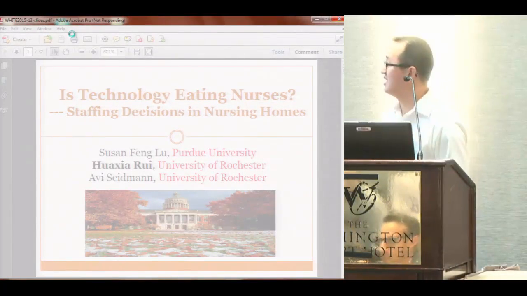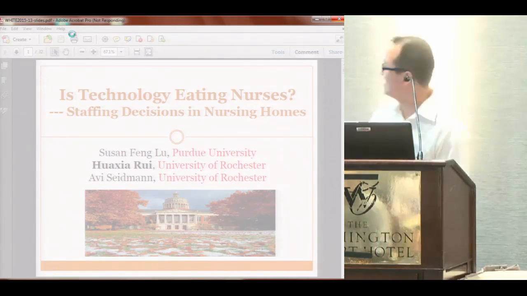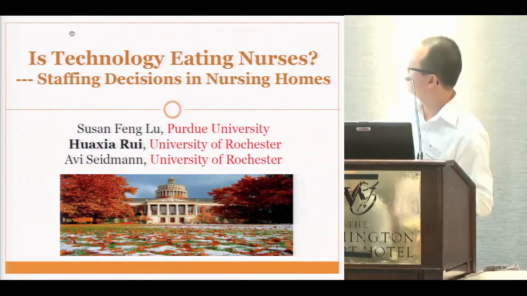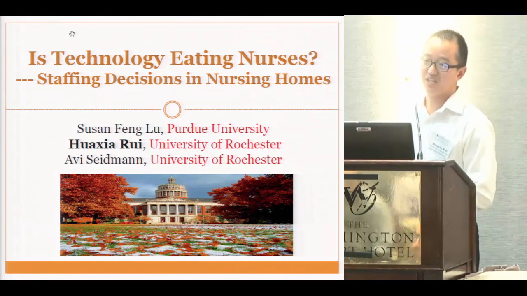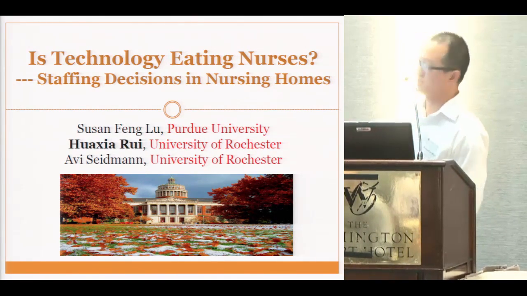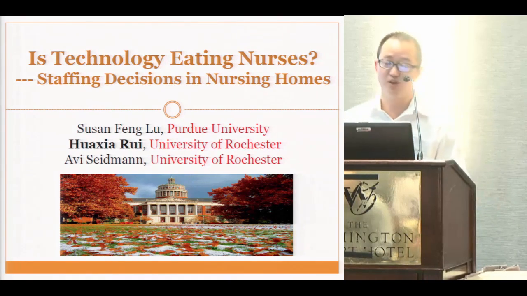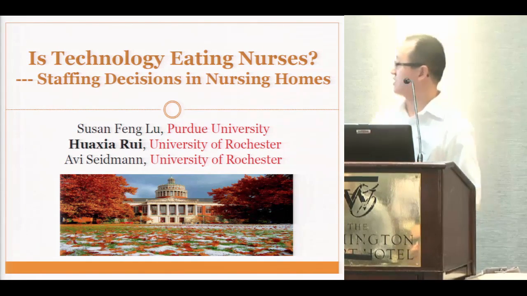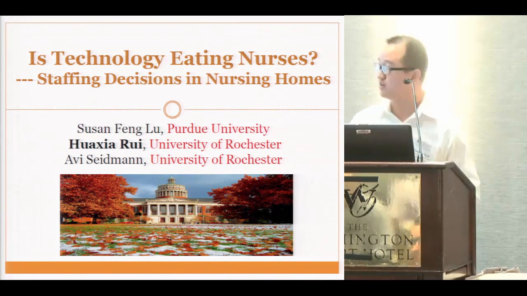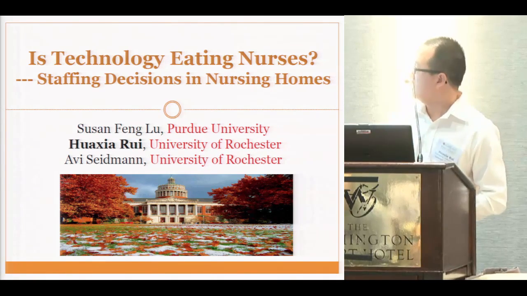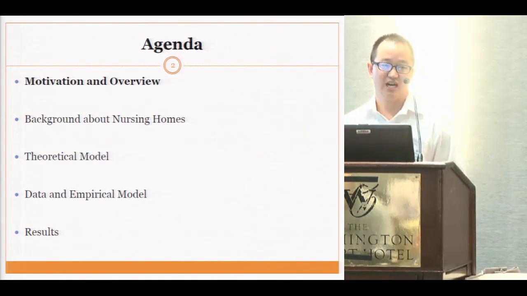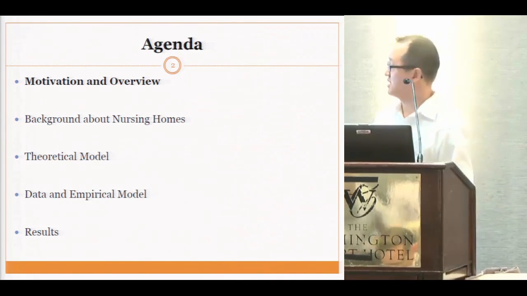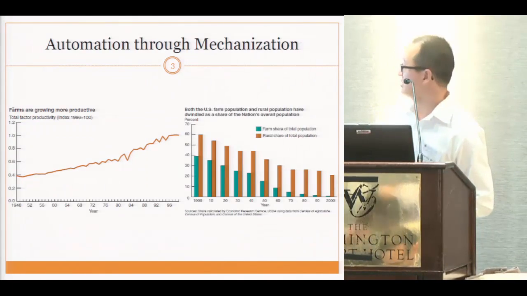Well, I can use the time. Thank you everyone for the attention at this hour. We're almost there. So, well, okay, here we go. My name is Huaxia. I'm a faculty at the University of Rochester. This is joint work with my former colleague, Susan Liu, who is a health economist. She's now at Purdue University, and with my colleague, Avi Sediment at the University of Rochester. So, without getting into any details, I would like to give you some background and a quick overview of our study before everyone gets really hungry.